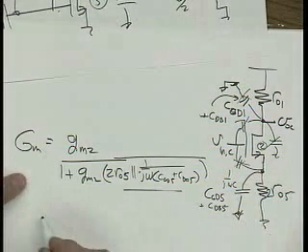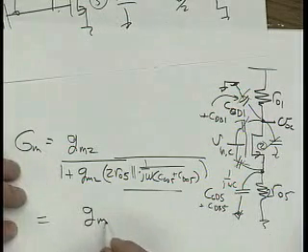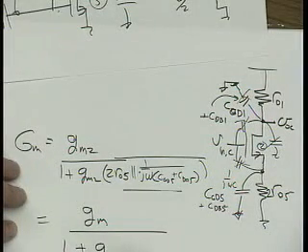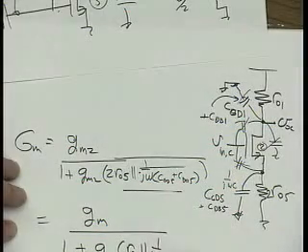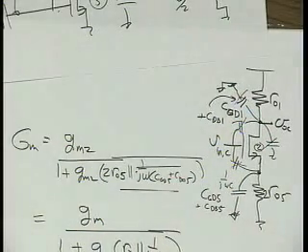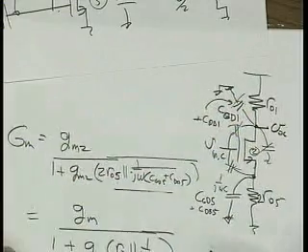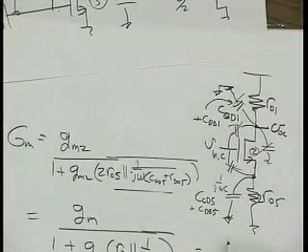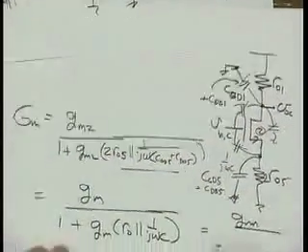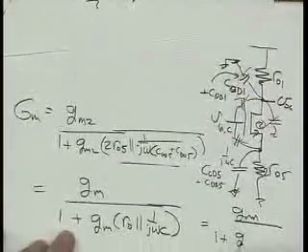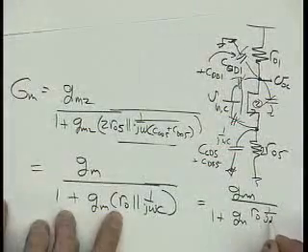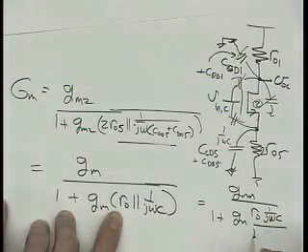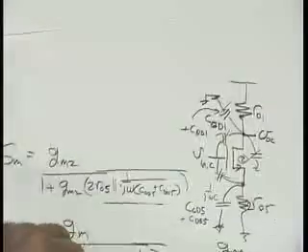So let me write this a little bit so I don't have so many variables. Let's call it GM times R0 in parallel with 1 over j omega c. Let's just work this out for a second, just to show where this stuff comes from. So this is GM over 1 plus GM times this parallel combination. So it's R0 times 1 over j omega c, over R0 plus 1 over j omega c.